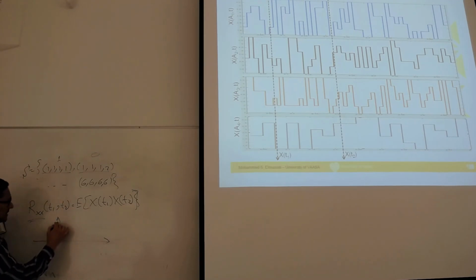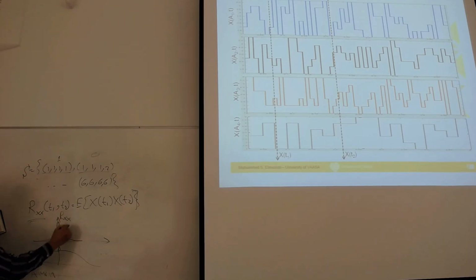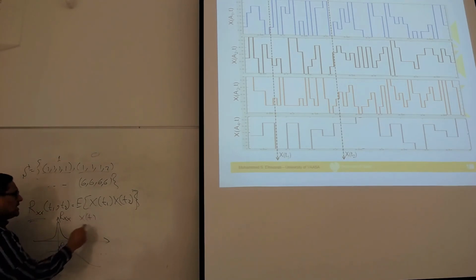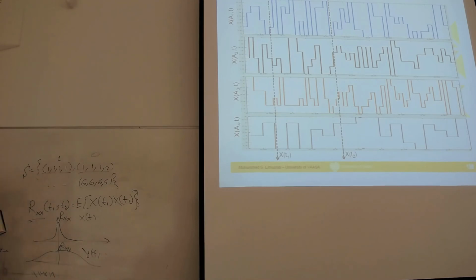So for example, if we have an autocorrelation function that has this shape, and we have another one that has that shape, what is the difference between those two? This is the autocorrelation function of random process x, and this is another one for y. So we have random process x of t, a function in time, and this is y of t.